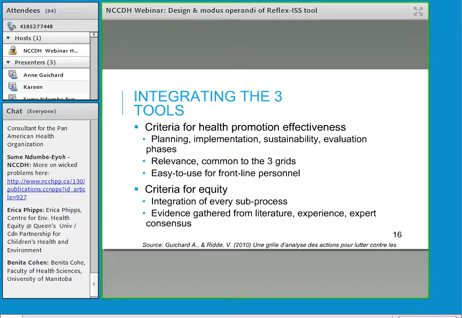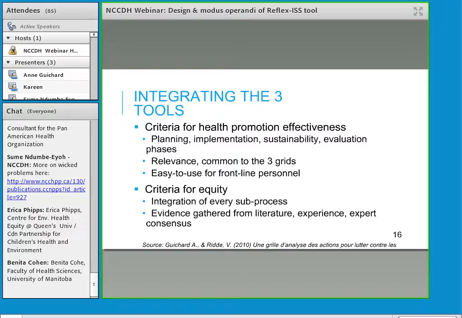After examining and analyzing the strengths and weaknesses of these three tools, we started to harmonize them. To do this, we relied on two sets of criteria. The first one is standard criteria on the effectiveness of health promotion interventions. In fact, we hypothesized that any action aimed at reducing social inequalities in health should first and foremost conform with general standard criteria related to the quality of the intervention process, especially those in the area of health promotion.